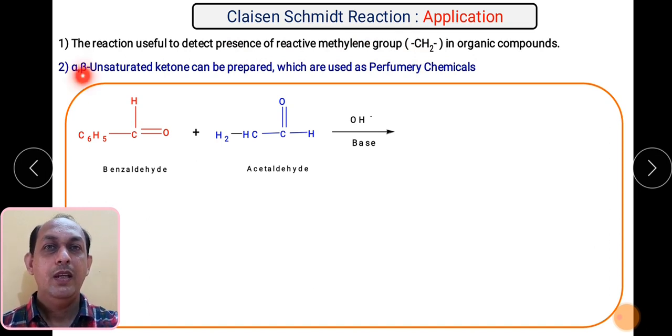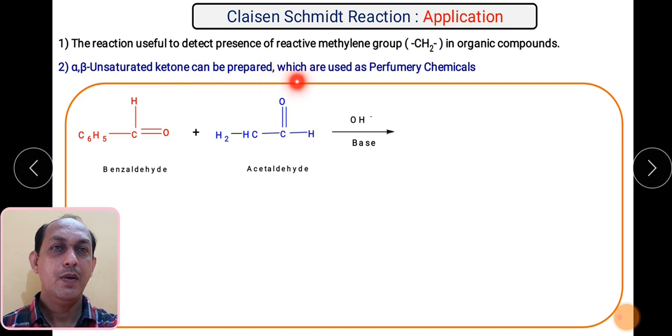Then it is useful to prepare alpha beta unsaturated carbonyl compounds, because these compounds are used as perfumery chemicals. So alpha beta unsaturated compounds are very useful from the point of view of application, because they are a major component of the perfumery industry. They are used in perfumes.